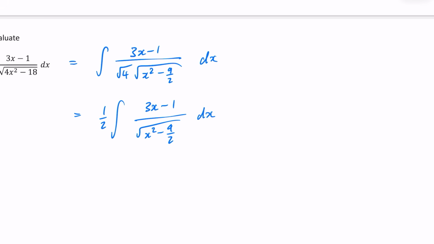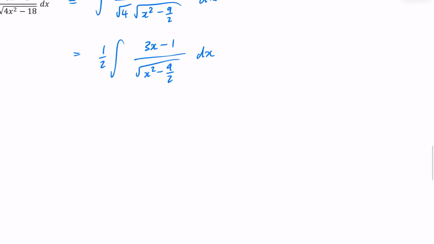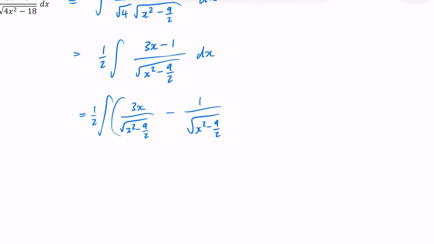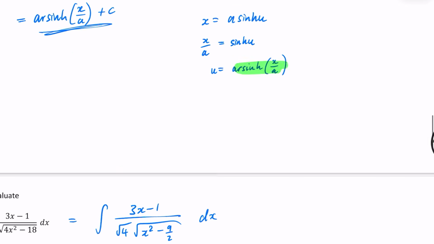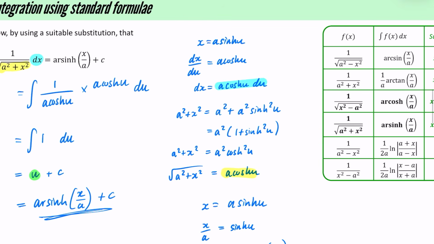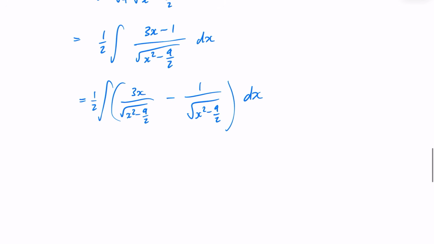Now, if you've watched my previous methods in calculus chapter summary, you'll know the best way to deal with this is to split that numerator so that we now have two separate fractions. We have a 3x over the square root of x squared minus 9 over 2, and a minus 1 over the square root of x squared minus 9 over 2, like this. Now we've got something that looks just like the formula booklet one. We have even got it with a 1 on the top, which makes it even easier. This part, I want you to think to yourself, how are we going to integrate that?